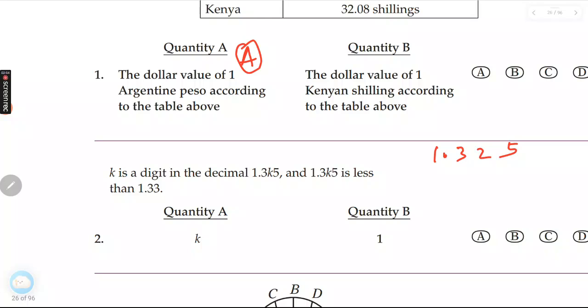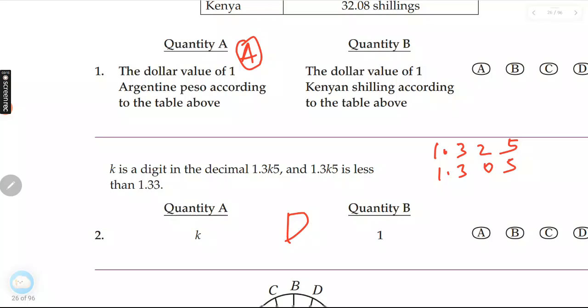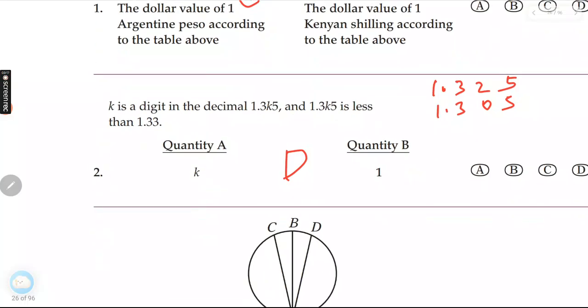Another scenario, we can also have 1.305, and now 1 is greater than 0. Is that? Yeah. So we already have two different answers. This is greater. So we go. The answer is D. We move on to the next question. I hope it's clear. This is the answer.